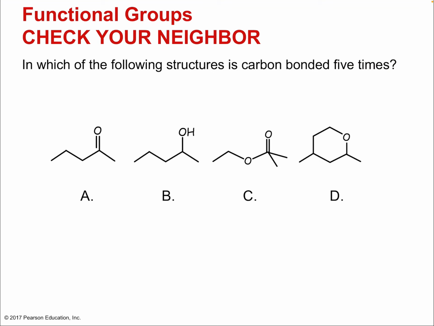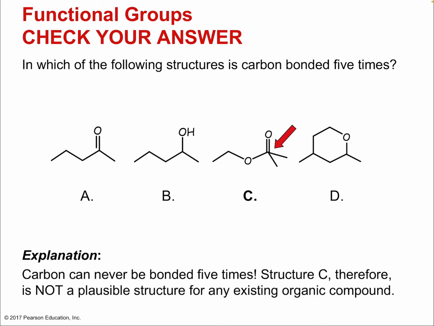Let's ask it a different way. In which of the following structures is carbon bonded 5 times? Well, didn't I just say it's impossible? Yes, which means that one of these is actually a mistake. One of these is impossible. Which one is it? A, B, C, or D? Someone drew it incorrectly, let's say. It's C, because it does show 5 bonds, which is impossible. This is not a real molecule. It cannot exist based on the laws of physics and chemistry.